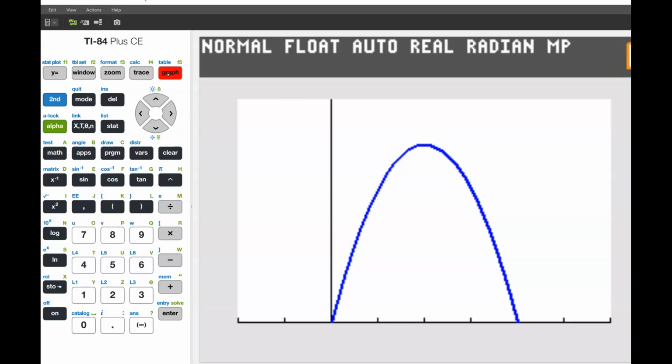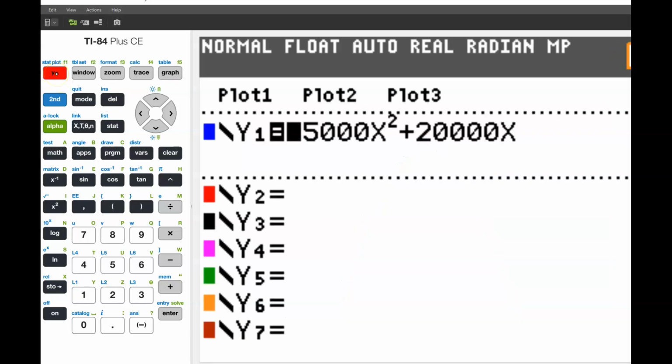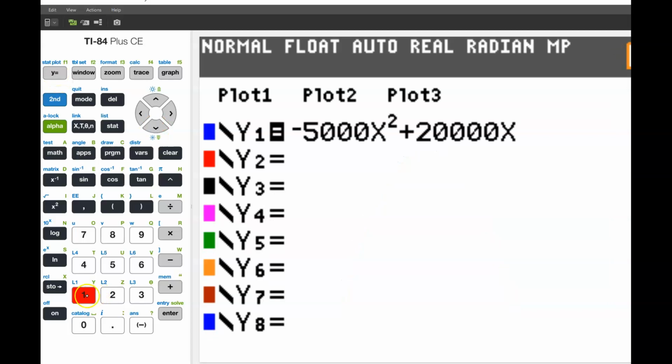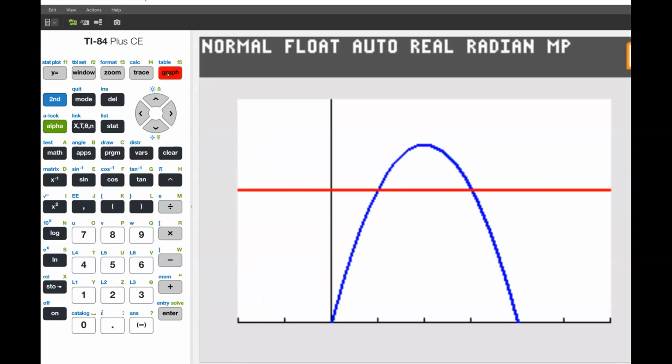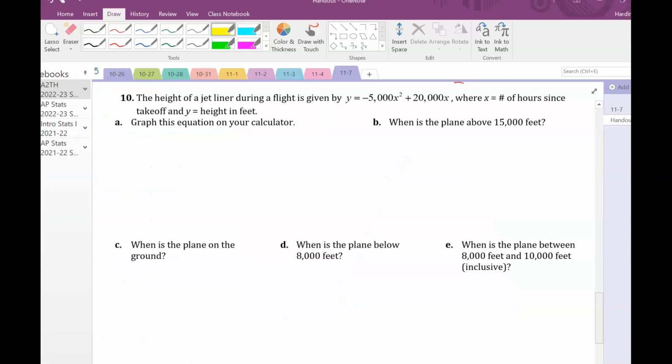All right, so when is the plane above 15,000 feet? Okay, so let's go back to here. I'm going to put a line in at 15,000 and then graph it. All right, you can see what that looks like. Let's pause for just a second and get this picture in. So we know we have an upside down parabola going through the origin. There we go. We have a line at 15,000.